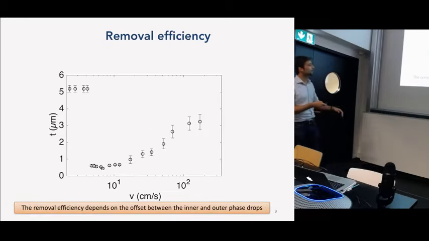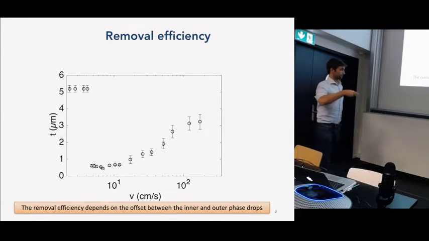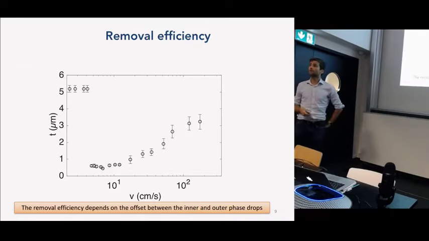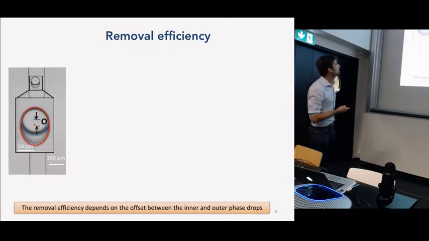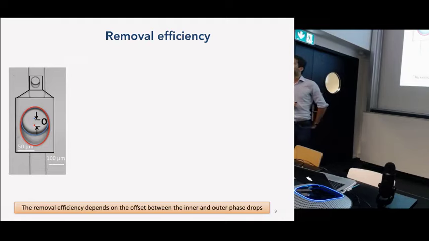There's a third area that we're interested in, which is here. It's what happens if you increase the speed. Why do we reduce efficiency? And for that, we look at the shape the drop has before it enters the constriction. So as I told you, it's already compressed.